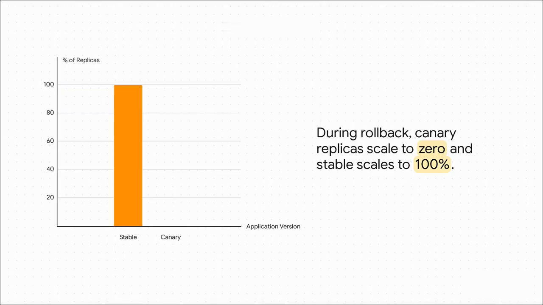And then bam, you execute the rollback. The infrastructure has to react just as quickly. The canary replicas get scaled down to 0. We don't need them anymore. While the stable version scales right back up to 100% to absorb that full traffic load. This prevents a performance nosedive.